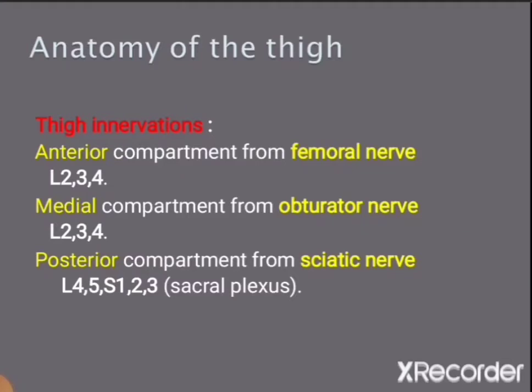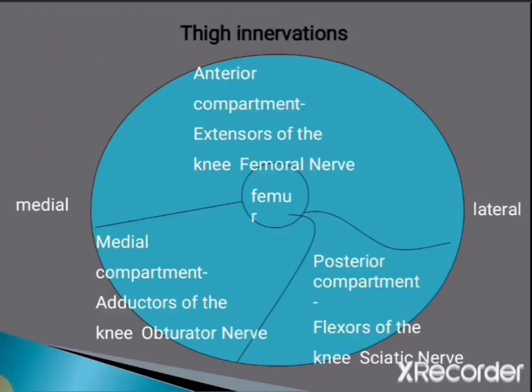Now the thigh innervations. The anterior compartment of the thigh is supplied by the femoral nerve, the medial compartment is supplied by the obturator nerve, and the posterior compartment is supplied by the sciatic nerve. So this is the diagrammatic representation of the compartments of the thigh along with their nerve supply.